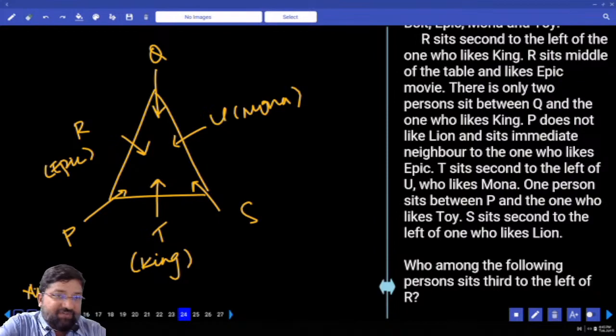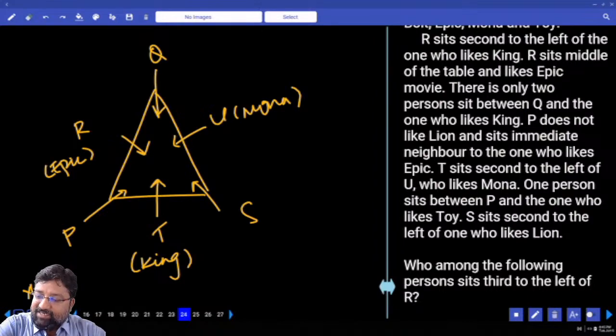Can you tell me who is left out here? Yes. And I'm supposed to think of another 3 movies. What is the point here? Only one person sits between P and the one who likes Toy. Only one person between P and Toy. It can be either Q or it can be S.